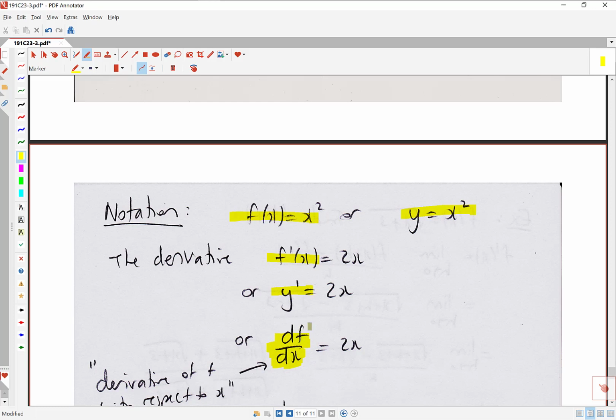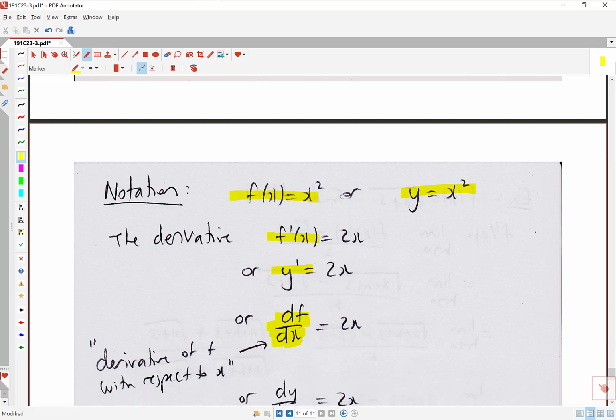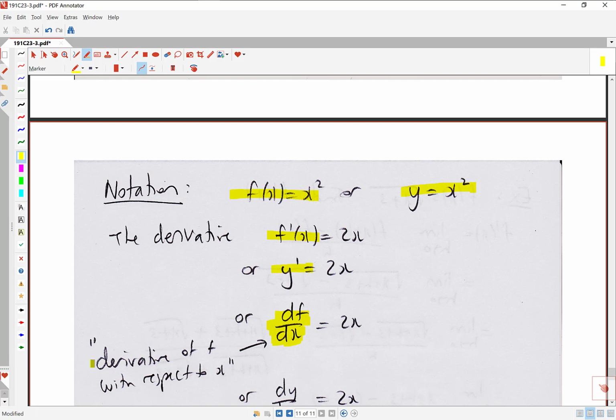So we read that df by dx, and in words you can say the derivative of f with respect to x. This way of doing it is particularly useful in any problem where we have a couple of different variables going on. Like let's say we were talking about a cylinder and we were paying attention to both its radius and its height. That would be a situation where we might want to use this kind of notation. The derivative of f with respect to x, we're talking about how quickly is our function changing with respect to the variable x.